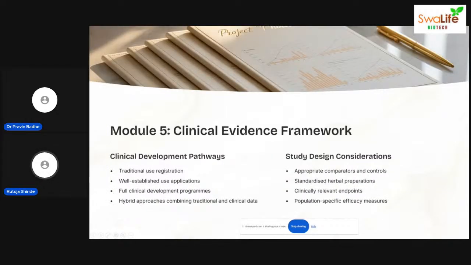Module 5 is about clinical evidence framework. Module 5 presents clinical data for herbal products. There are several pathways: traditional use registration, well-established use applications, full clinical development, or even hybrid approaches. Study designs must take into account standardized herbal preparations, appropriate comparators, and clinically relevant endpoints. Ultimately, the goal is to show both efficacy and safety in ways that regulators and clinicians can trust.